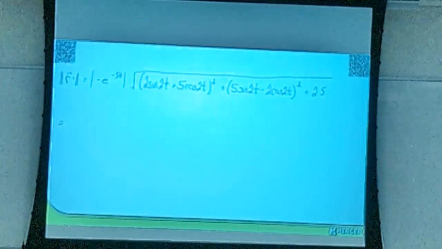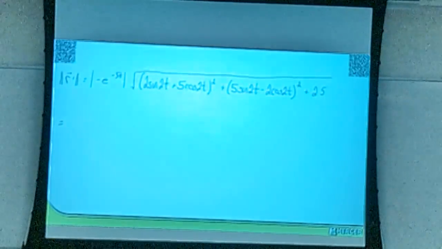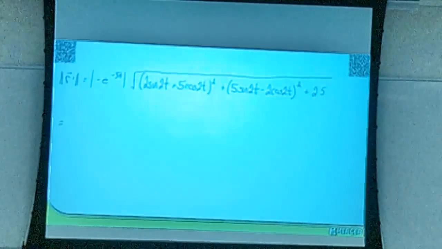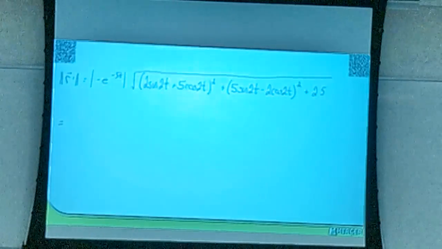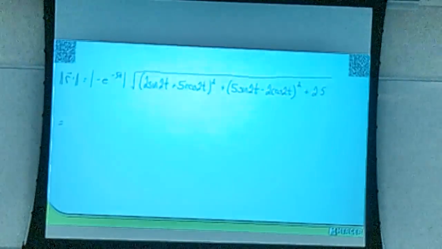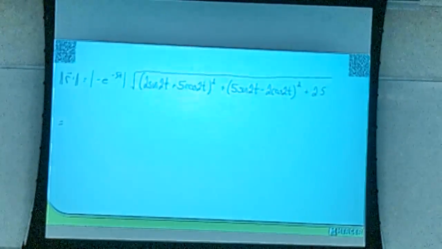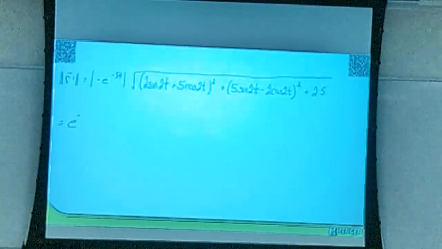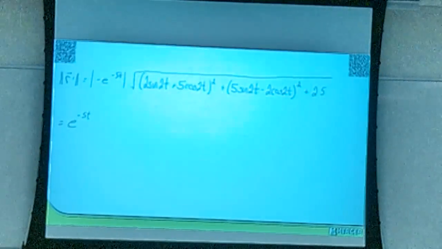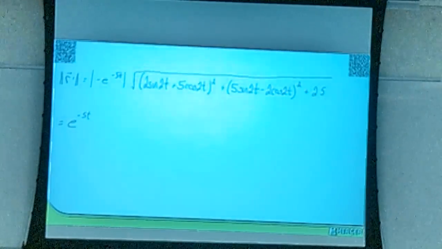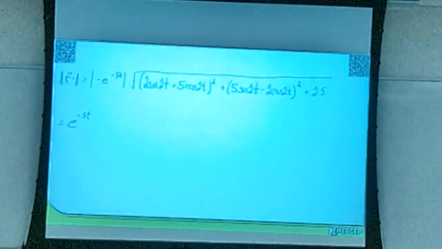Absolute value of negative e to the minus 5t. Absolute value distributes across products, right? What's the absolute value of negative 1? What's the absolute value of e to the negative 5t? e to the 5t? e to the negative 5t. Why? Because a negative power doesn't necessarily mean a negative value.